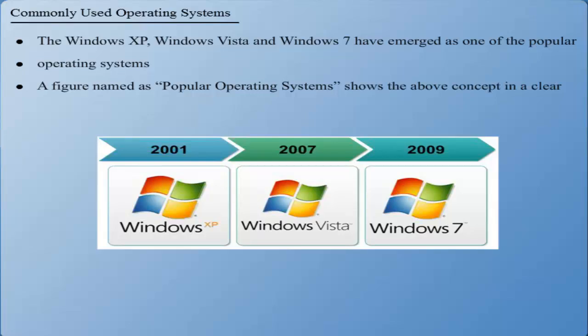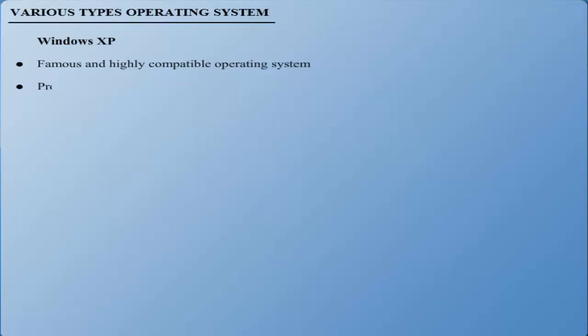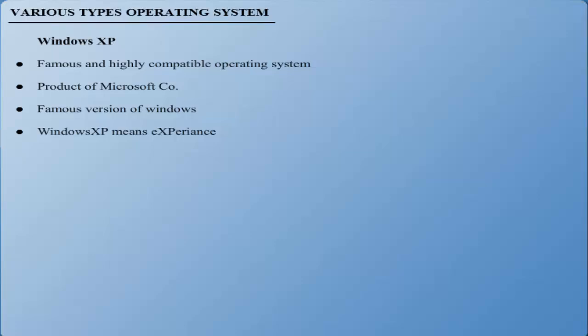Various types of operating systems. Windows XP. Windows XP is a famous and highly compatible operating system. It was produced by Microsoft. It is one of the most famous versions of Windows. The name XP is mainly abbreviated as Experience. The following image shows the Windows XP interface.